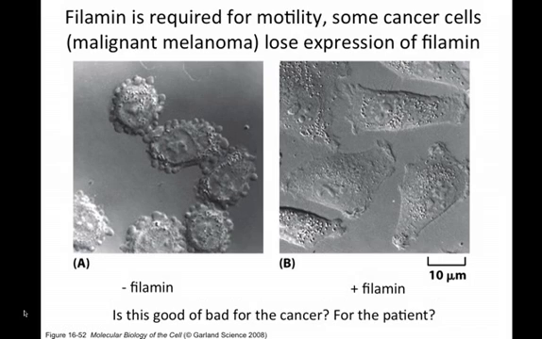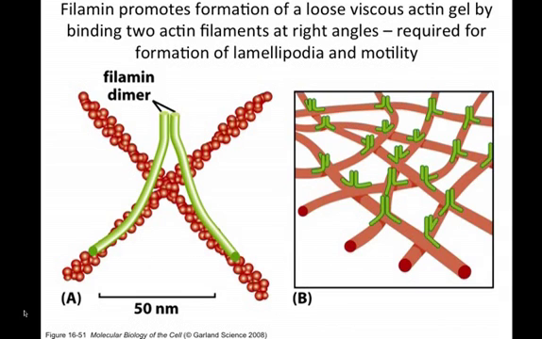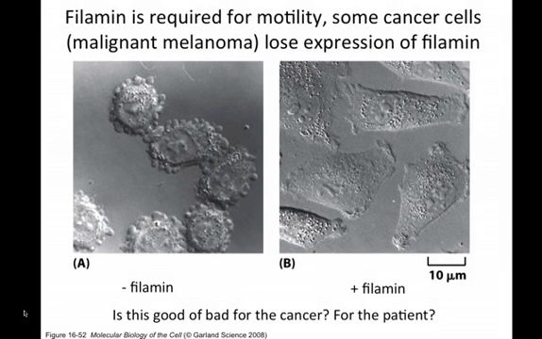Filament, right? So we just talked about filament. There it is again. Webs, motility. So filament is required for motility. Interestingly, some cancer cells, specifically malignant melanoma, lose expression of filament. So this is showing what the cell looks like without filament and with filament. See, that's very different in shape, right?